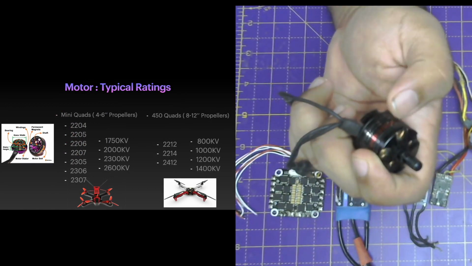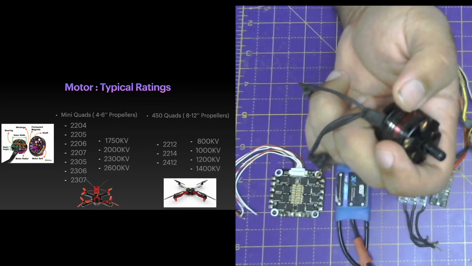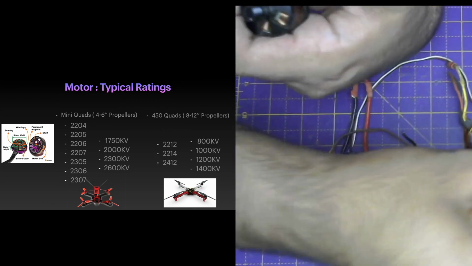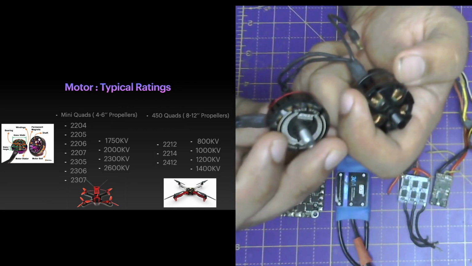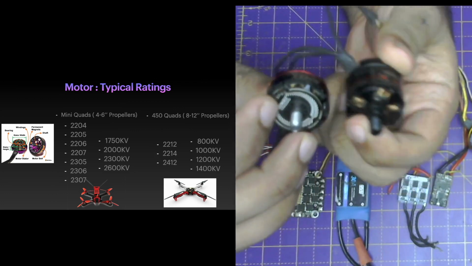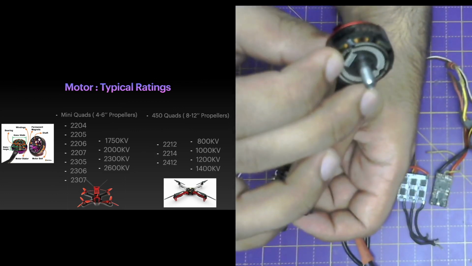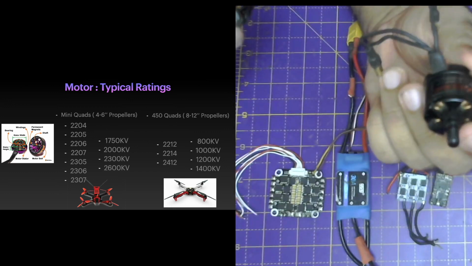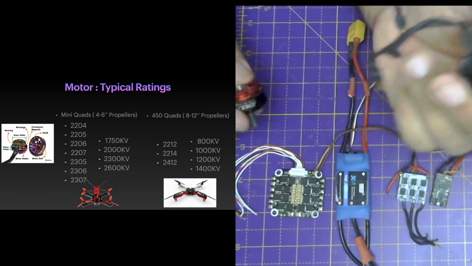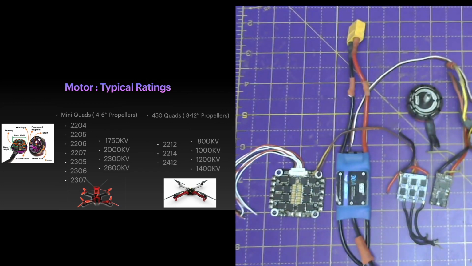So you can see the difference. This one is 2213, 930 kV, and this one is 22.5, 2600 kV. Both motors provide 1 kg of thrust, but this one requires a 5 inch propeller for 1 kg of thrust, and this one requires a 10 inch propeller for 1 kg of thrust. So that is about finding the sweet spot in terms of motor.